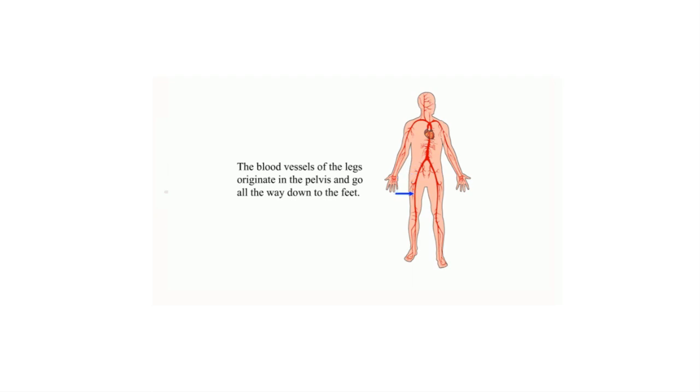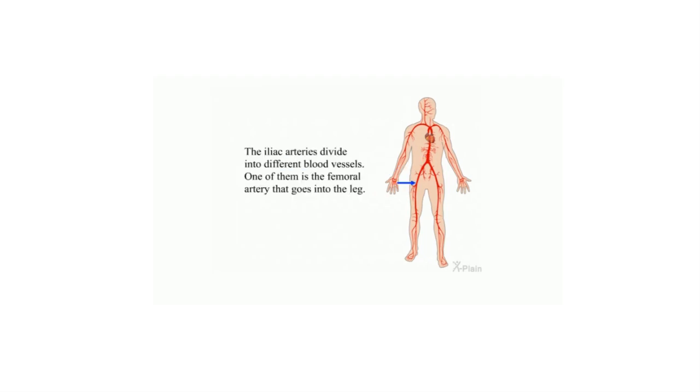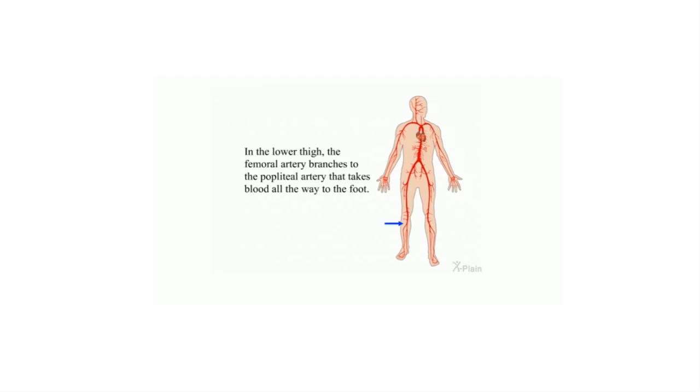The blood vessels of the legs originate in the pelvis and go all the way down to the feet. The iliac arteries branch off from the aorta in the pelvis. The iliac arteries divide into different blood vessels. One of them is the femoral artery that goes into the leg. In the lower thigh, the femoral artery branches to the popliteal artery that takes blood all the way to the foot.